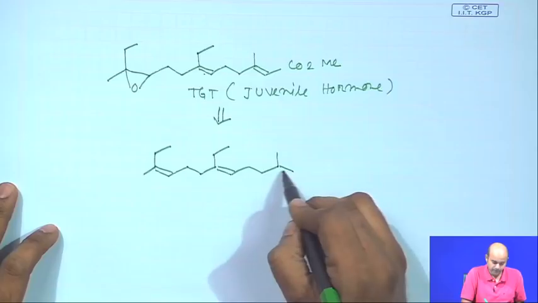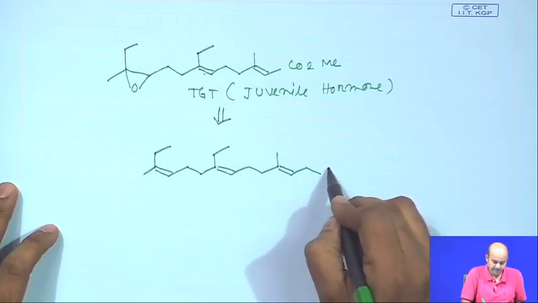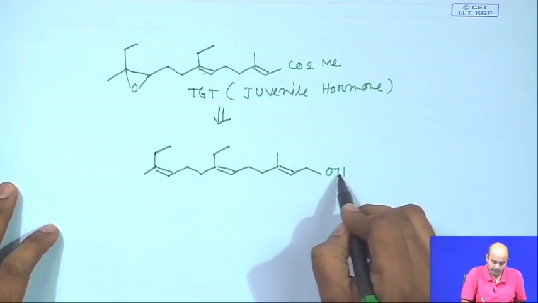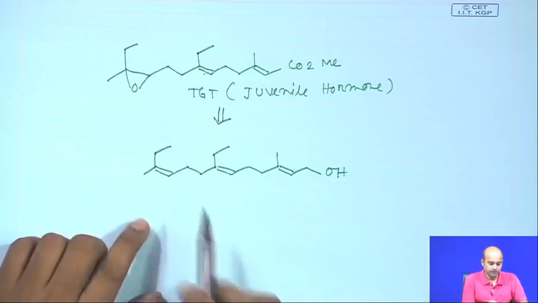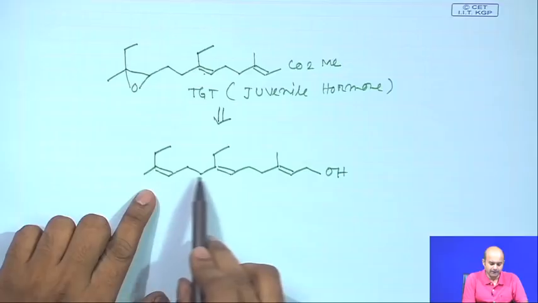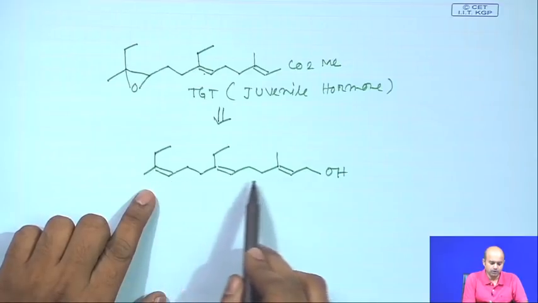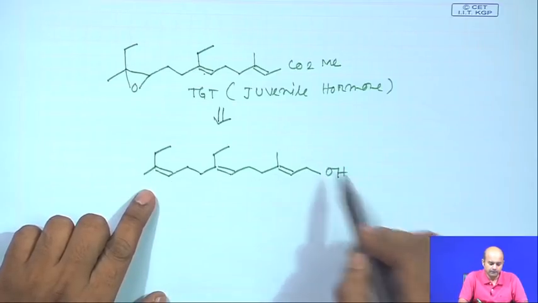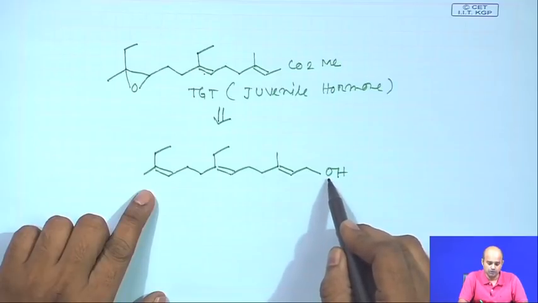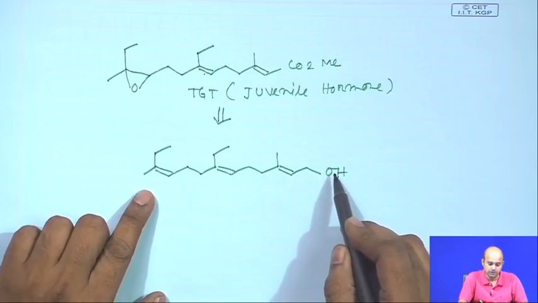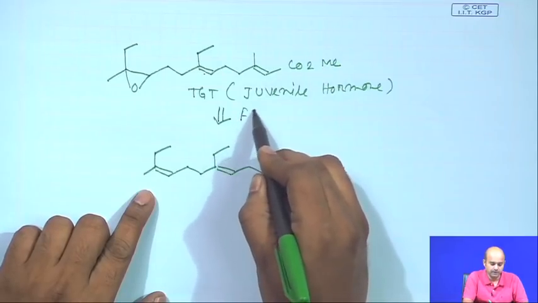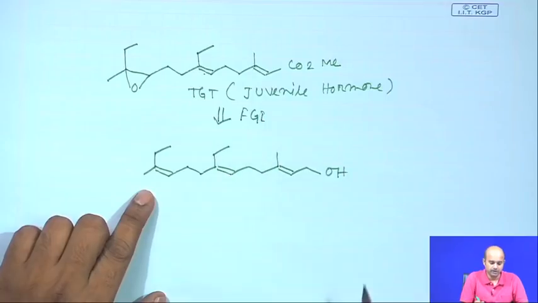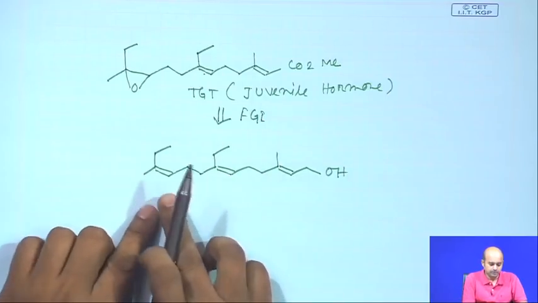And we say this molecule can be accessed from this kind of compound. Now, how? If you analyze the molecule, the final end is an allylic alcohol. So, allylic alcohol can be oxidized to the corresponding acid, and then the acid can be converted to the corresponding ester by a simple FGI.